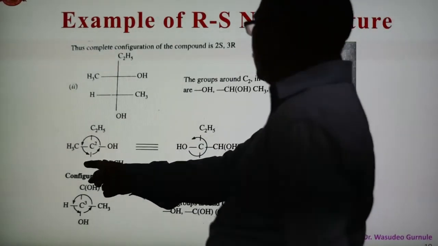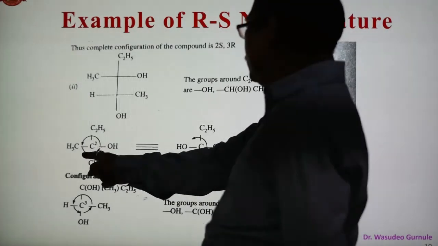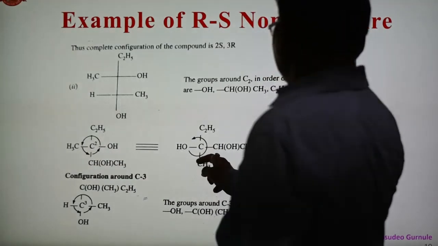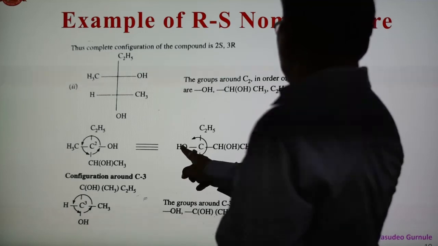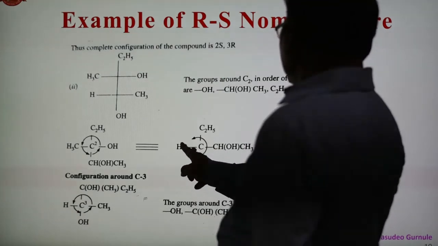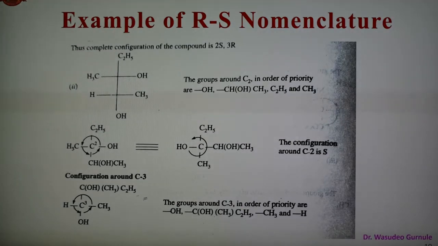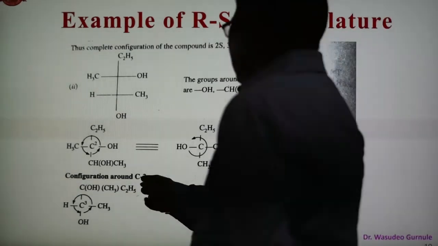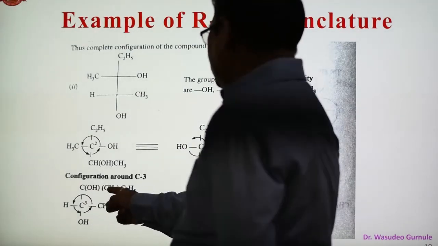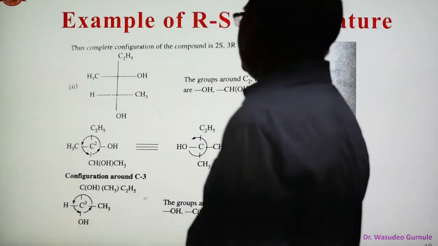This is the lowest priority CH3, so bring it here to the bottom. After arranging, what is now O, then this carbon, so 1, 2, 3 in this way. So this is anti-clockwise. So C2 is S, sinister, this compound has S configuration. Now what is the configuration around carbon 3? So this is carbon 3, and these are the groups, CH3, OH and H.